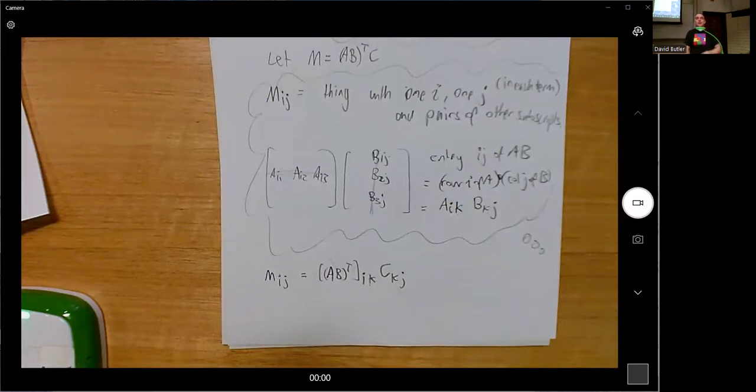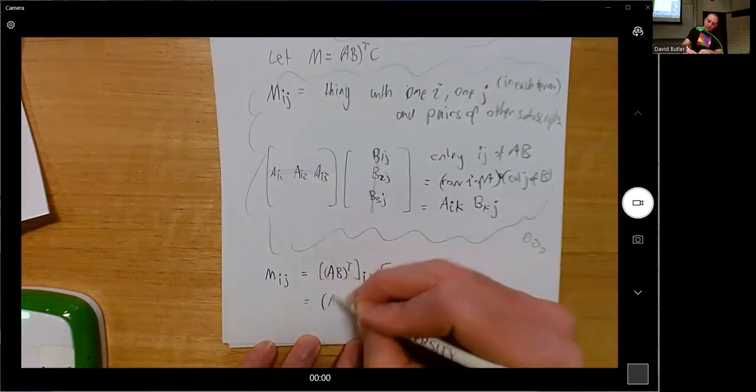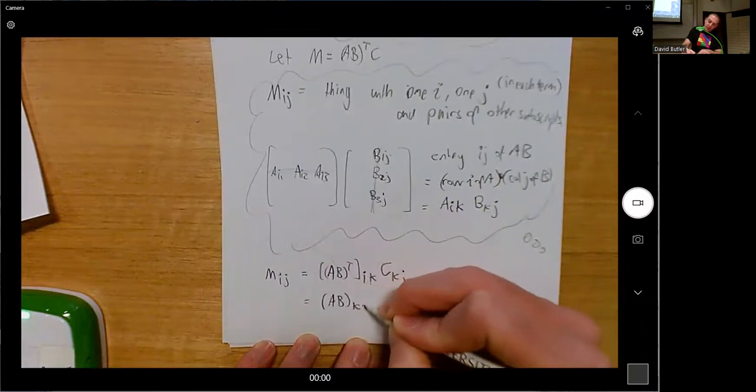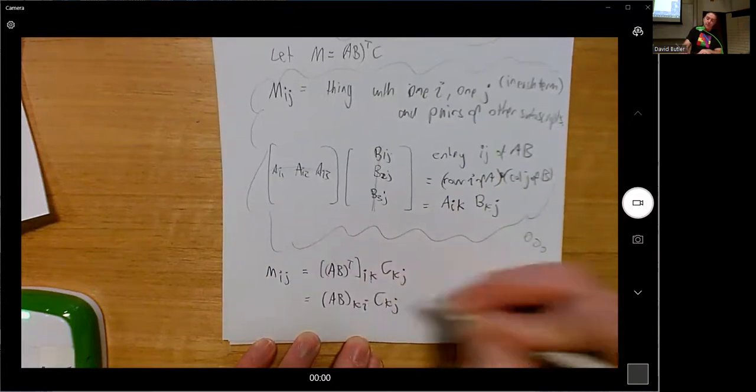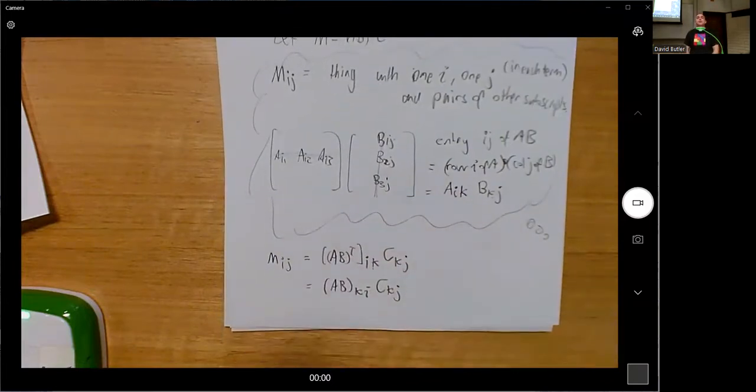All right. So the next thing I want to notice is that the transpose here is the same as switching all the rows for columns and all the columns for rows. And so the transpose's position IK is the same as the original matrix's position KI. That's what the transpose does.